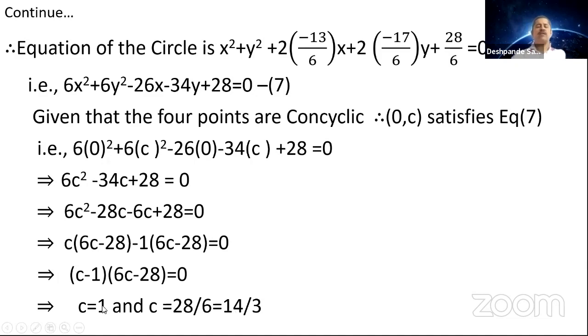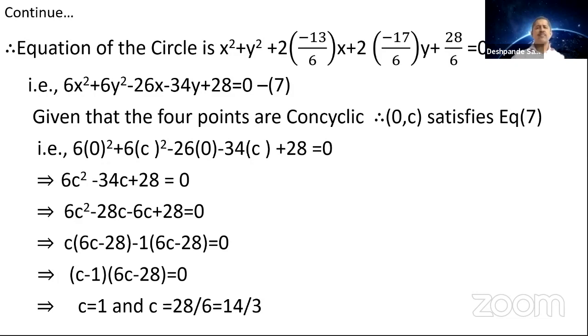So when you put the value of C as 1 or C as 14 by 3 in this fourth point, all the 4 points are concyclic. This is one of the most important questions generally asked in the examination for a 7 marks question. I hope that you have understood how to find the equation of the circle, and how we verify that the points are concyclic.